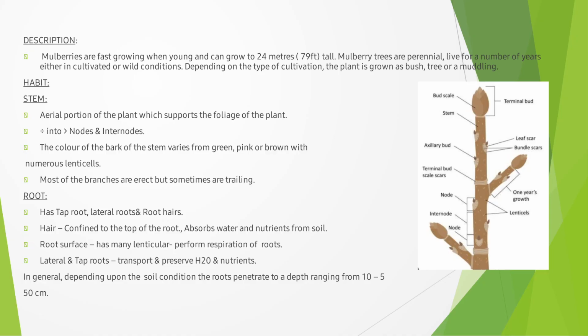Next is the root surface. It has many lenticels which perform the respiration of roots. Next, the lateral roots and the taproot transport and preserve water and nutrients. In general, depending upon the soil condition, these roots can penetrate to a depth of about 10 to 50 meters.